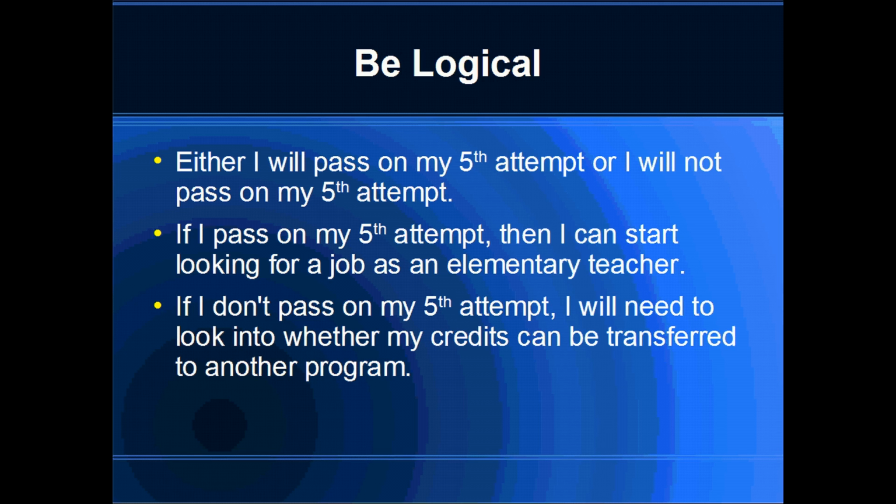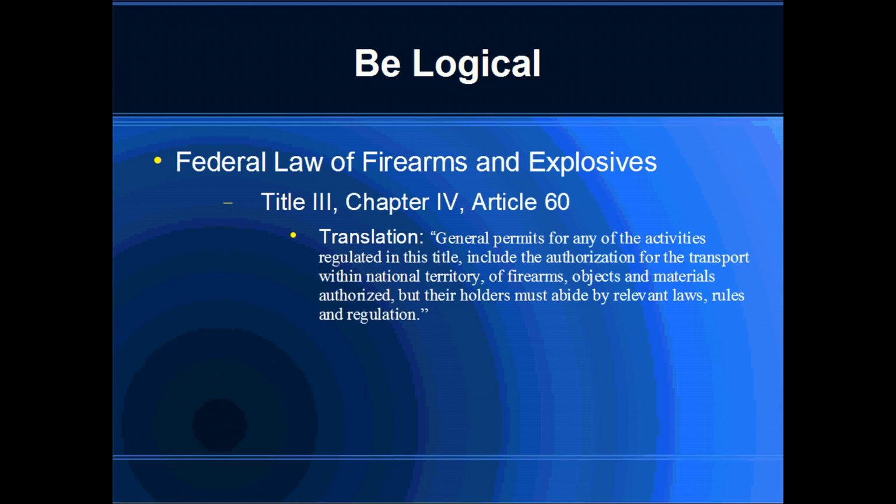Okay, so I've looked up some of the Mexican laws. I have a couple that I think are the most pertinent. Here's the first one. It's under the Federal Law of Firearms and Explosives, Title III, Chapter 4, Article 60. And this law translates in the following way: General permits for any of the activities regulated in this title include the authorization for the transport within national territory of firearms, objects, and materials authorized. But their holders must abide by relevant laws, rules, and regulations.